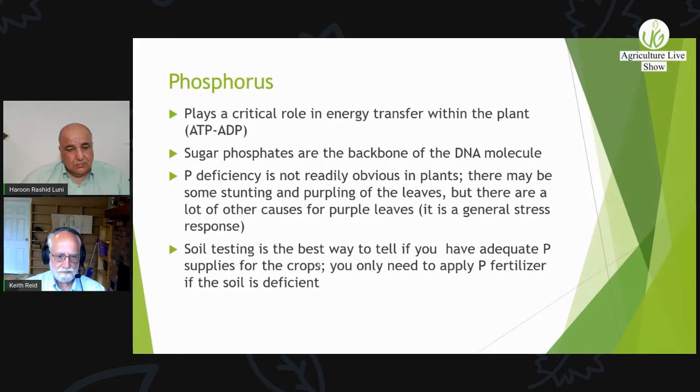And the thing with purpling, which is the usual symptom that's identified as phosphorus deficiency, is really a general stress response in the plant. So there's a lot of other causes for purpling in the leaves. So it's not a very reliable indicator. So that's where soil testing is the best way to tell if you have adequate phosphorus in the soil, or if you need to apply phosphorus fertilizer or some other form of supplemental phosphorus.